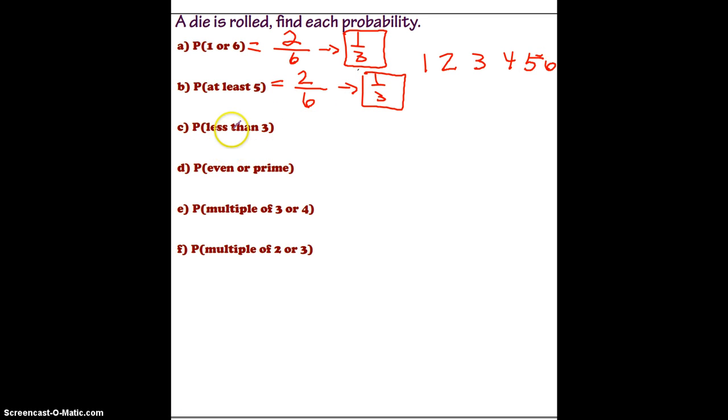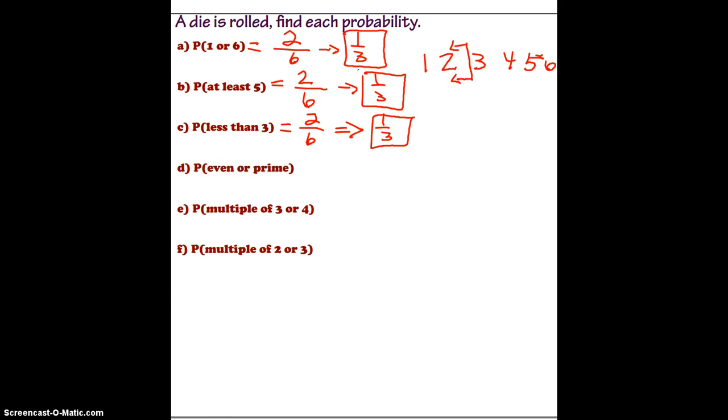For the next example, probability of finding one less than 3. So 3 cannot be included. But what you can do is, and I would strongly encourage you to draw this to look at and see what possibilities will fulfill it. Here there's two numbers that will fulfill it, 1 and 2, out of your sample space, which is 6 possibilities. And again, that is 1/3.